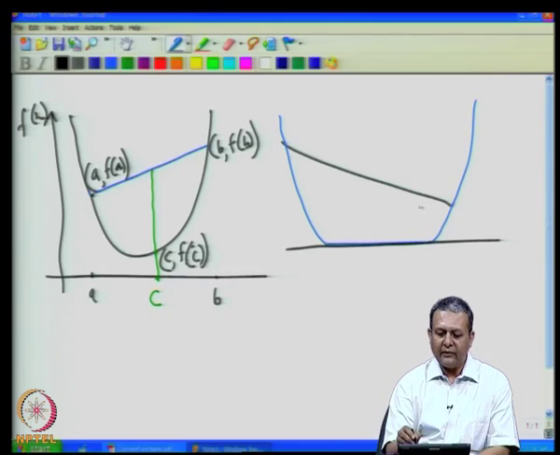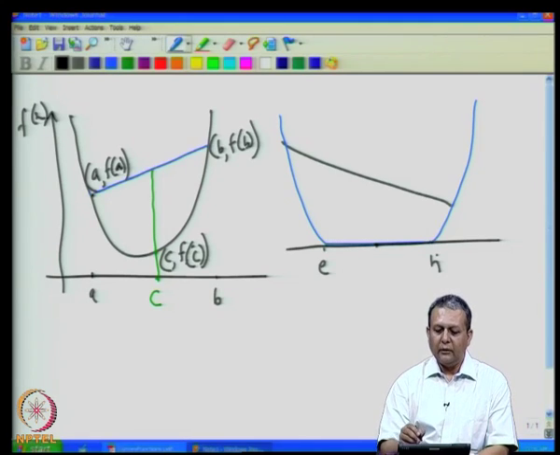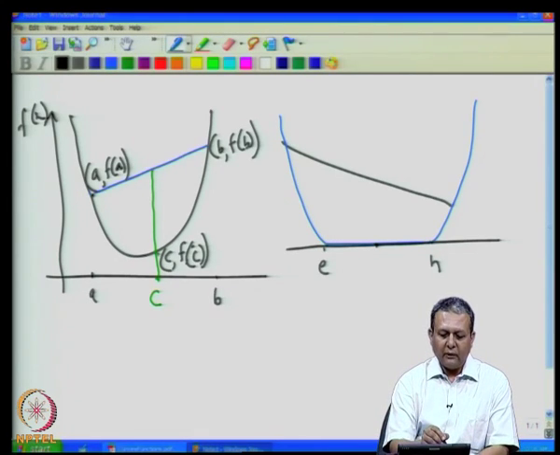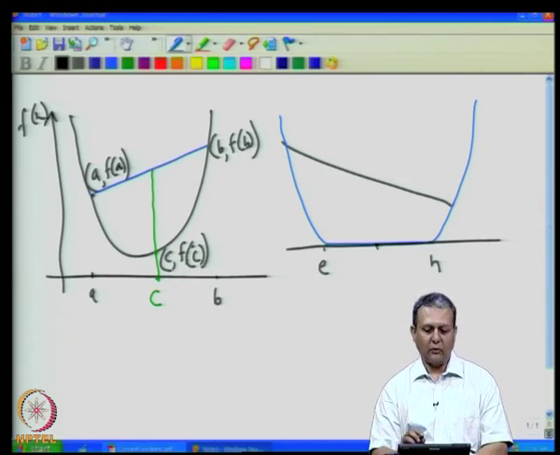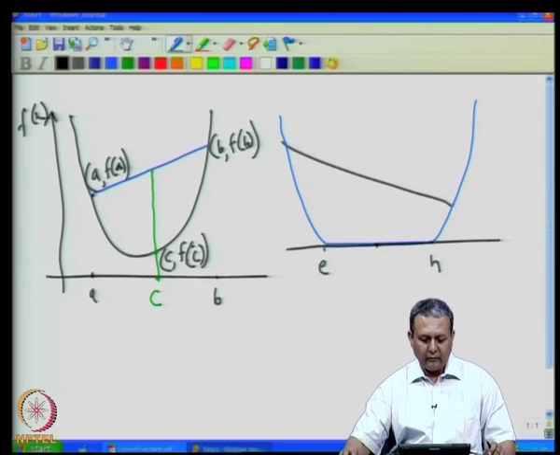Now, similar is the case here. If we take these 2 points, let us call them E and H, and take a point in between, you will see that the value of the function is equal to the value obtained by interpolating the points (E, f(e)) and (H, f(h)). So, either the function value is less than the value attained by a point on the chord, or in this case it is equal to the value attained by a point on the chord. So, this is a convex function.